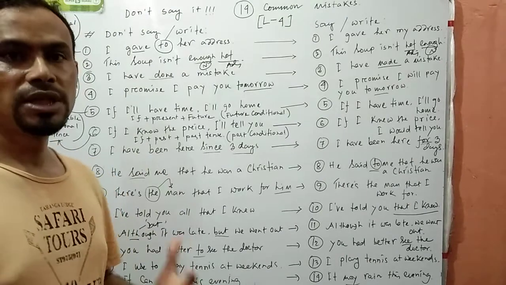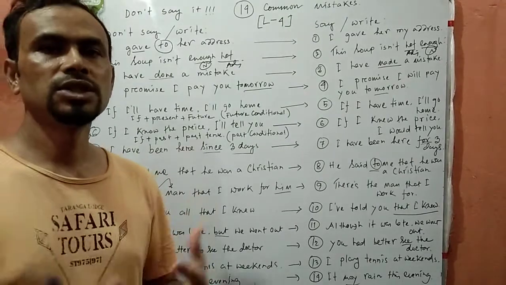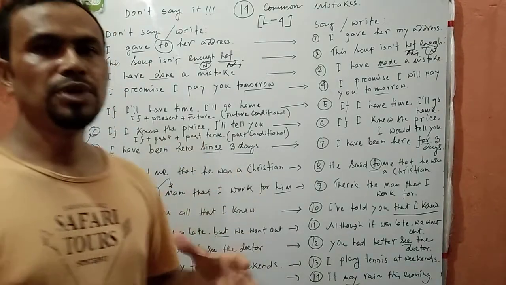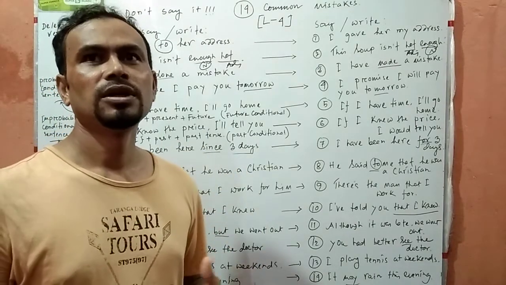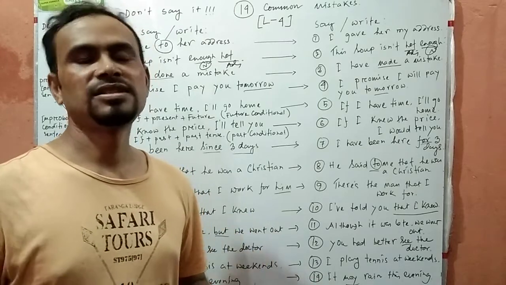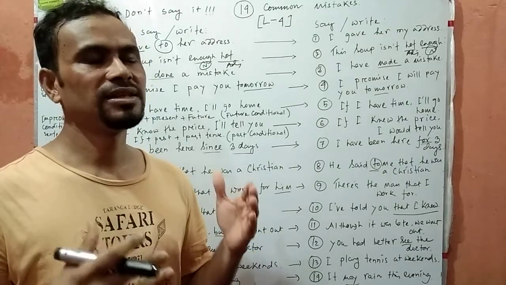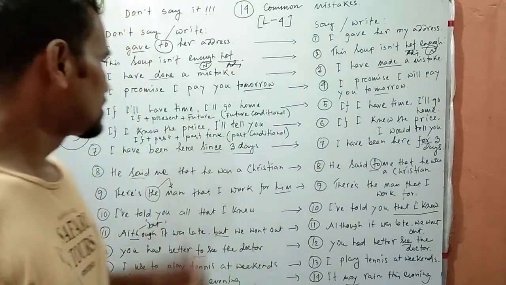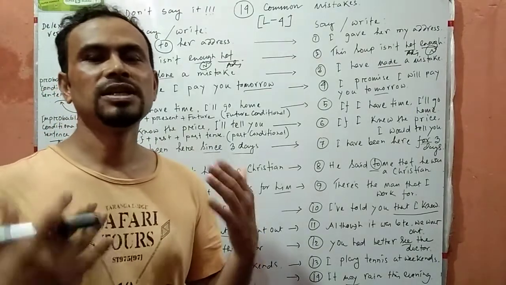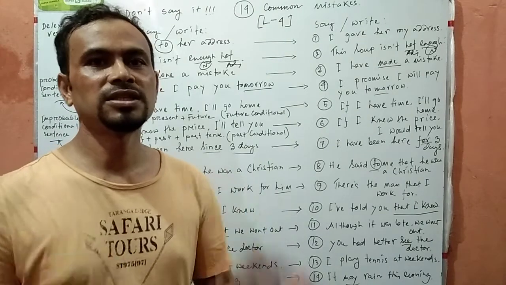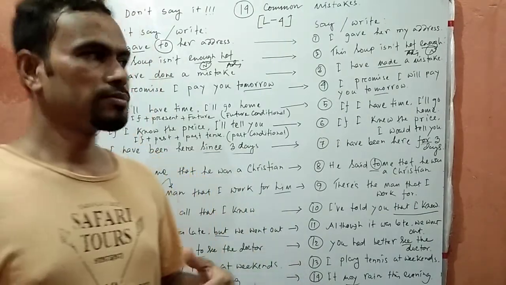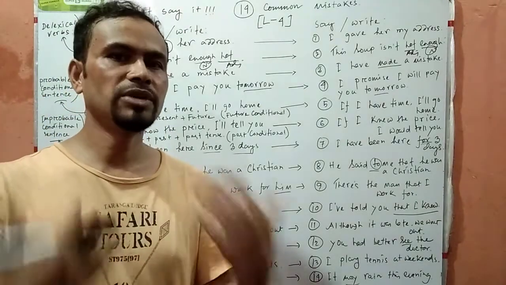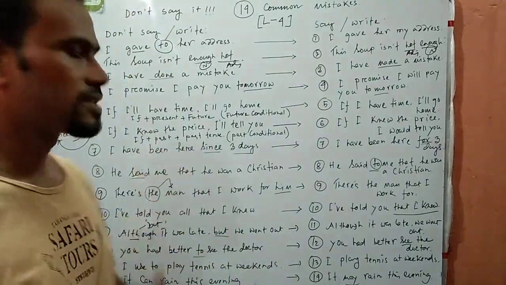I would like to tell you about since. I have been living here since 1997. So 1997 is a starting time. Since means starting time. Okay, so I should say one sentence for your better understanding about since.